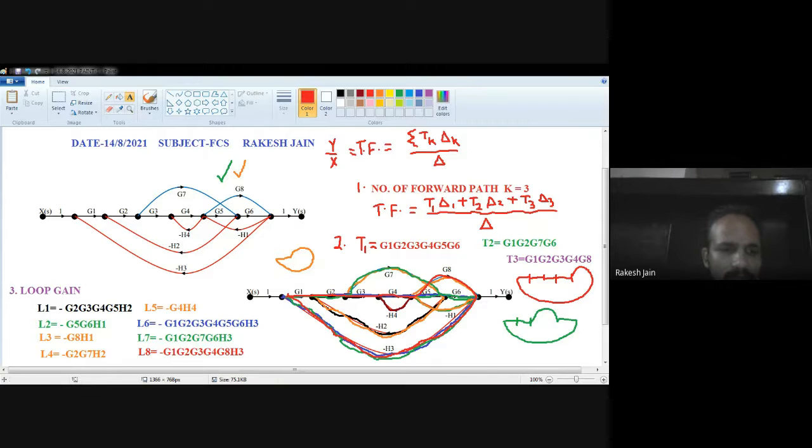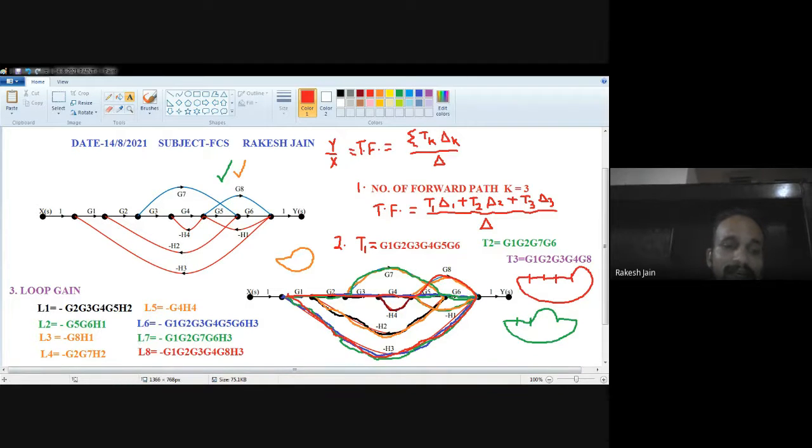Now is any other loop remaining? See this diagram very carefully. G4, G8 is done. G1, G2, G7, G6, S3 is done. G4, H4 is done. G5, G6, H1, loop L2, I write down. G4, H4 is written down. G8 and H1 is written down. Yes, so there are 8 loops. There are totally 8 loops, no other loop is there.